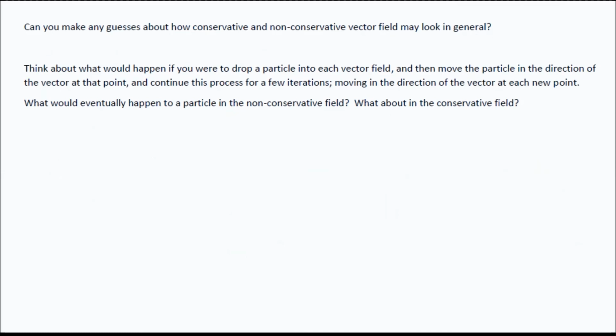Again, I just talked about what a conservative and a non-conservative vector field might look like and what might eventually happen to a particle in these fields. But again, important questions to ponder as you go over this. If you have any questions, please send me an email.